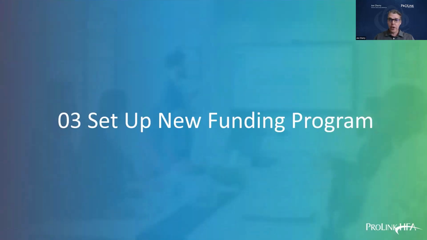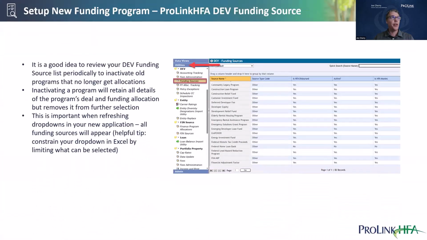All right, so that was some of the application considerations. Now to set up the new funding program, we're going to need a few items. First thing we're going to need is the new dev funding source. So it's a good idea to review your dev funding source list. It's under the utilities panel.